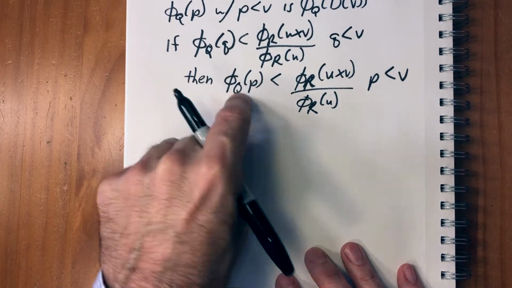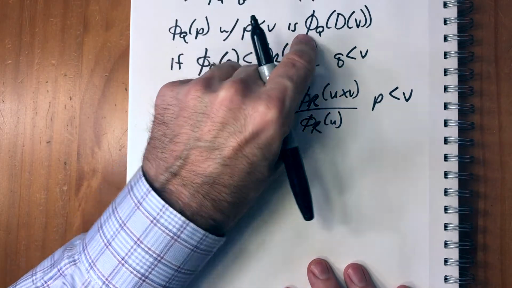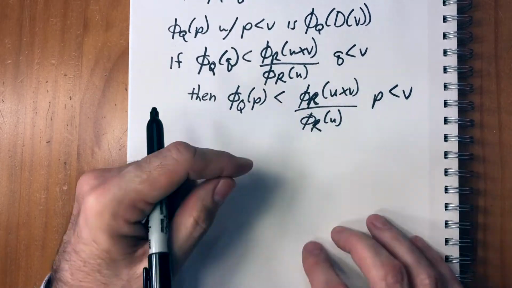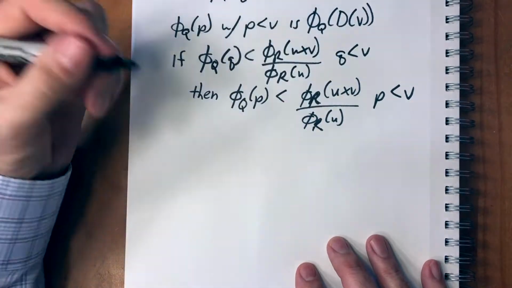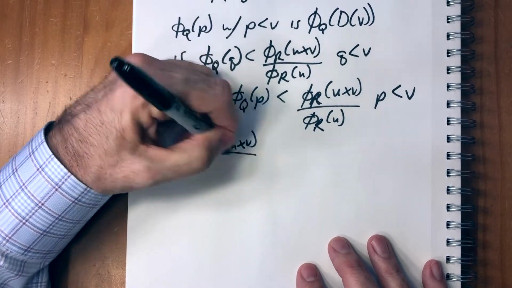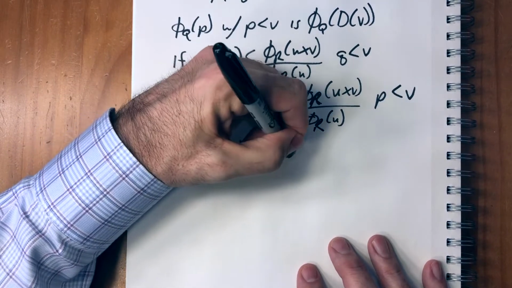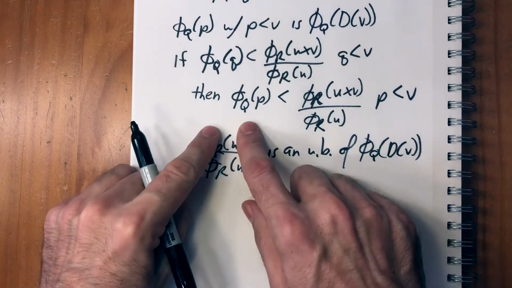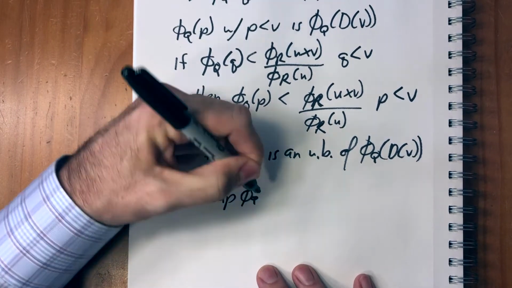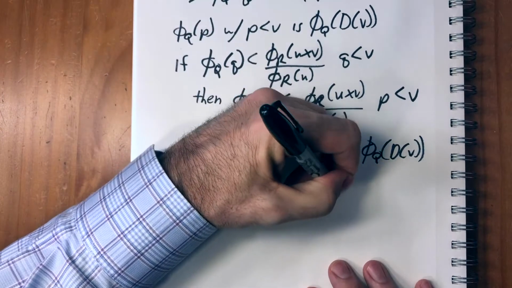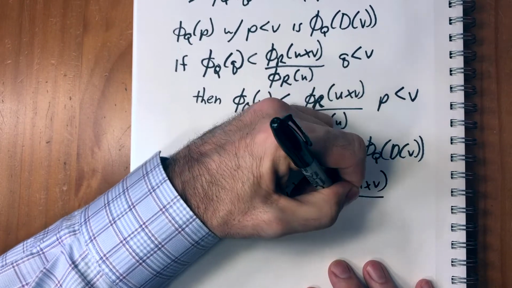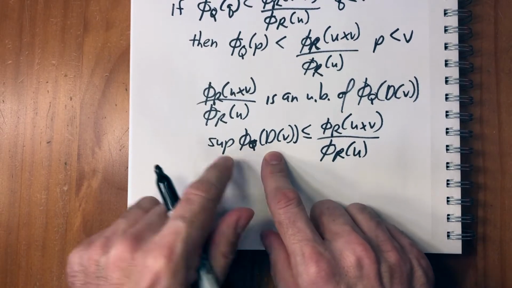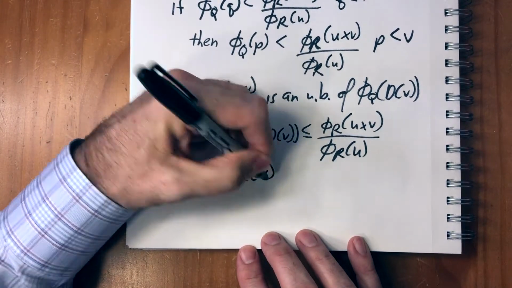And since the set of all φ_Q of P with P less than V is the set φ_Q of D_V, that means if this is larger than everything, then this is an upper bound of φ_Q of D_V. So φ_R of U times V over φ_R of U is an upper bound of φ_Q of D_V. And if this is an upper bound, the supremum φ_Q of D_V is less than or equal to φ_R of U times V over φ_R of U. So now, again, we're almost there because this is the definition of φ_R of V.